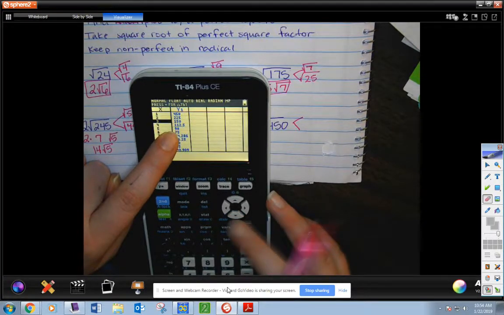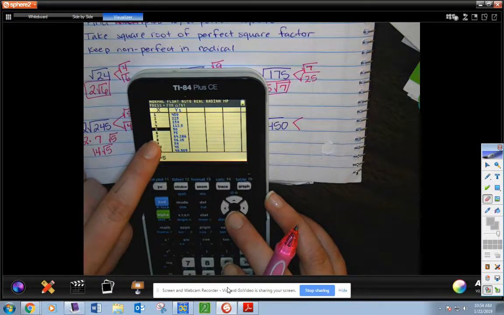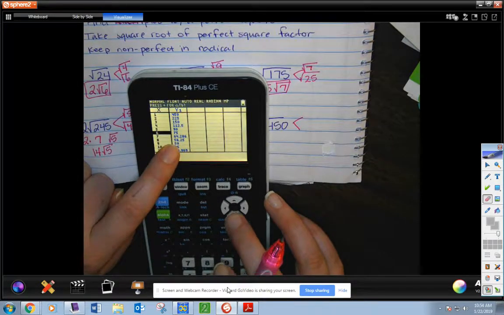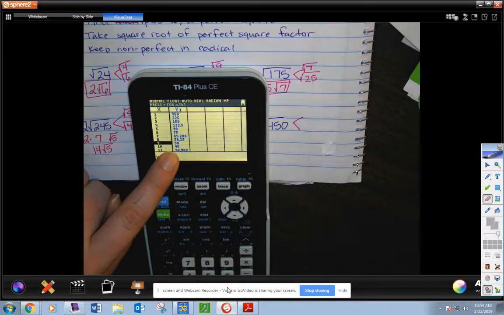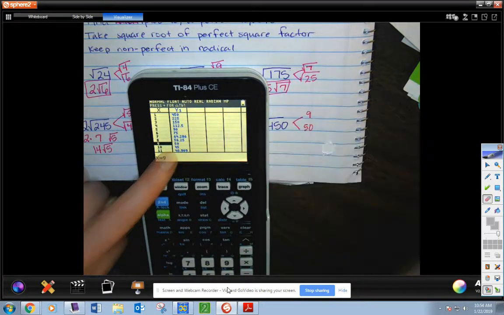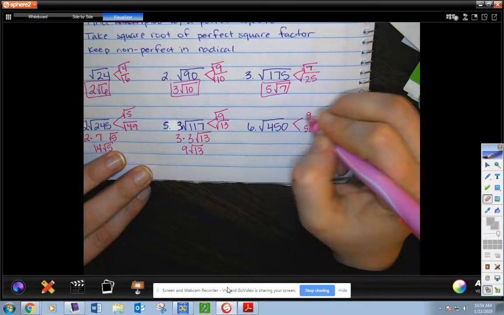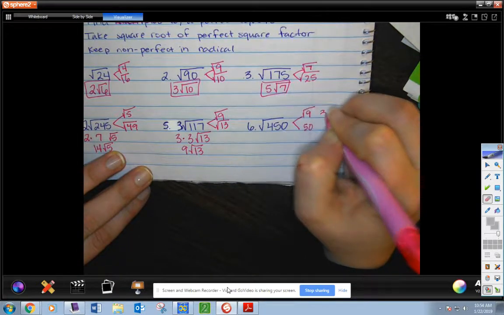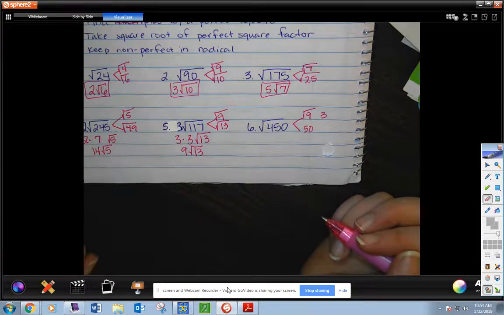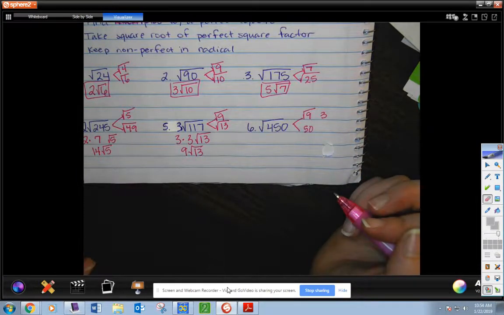I don't know if 150 is. So I'm going to look for numbers that I know. I got 5 and 90, not perfect squares. 6 and 75, not perfect squares. 9 and 50. Now 9 is a perfect square. So I'm going to go ahead and write this, 9 and 50. Okay, when I do this, I take the square root of 9, which gives me 3. Okay, you cannot take the square root of 50 because it'll give you a decimal.